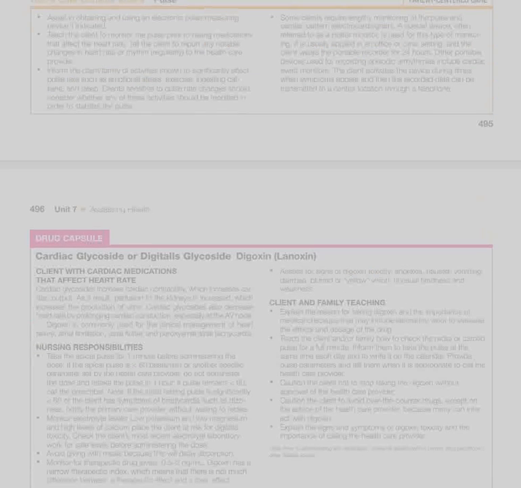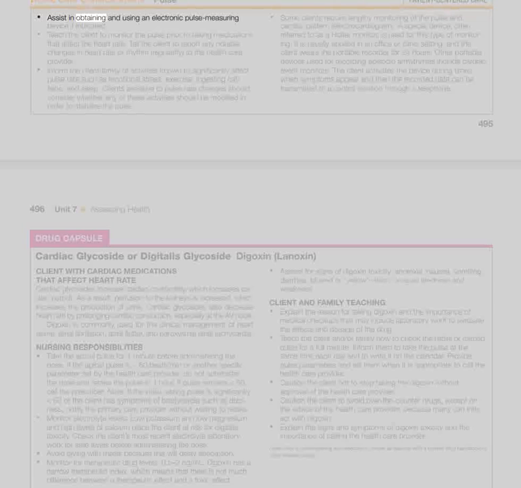Home care considerations: pulse. Assist in obtaining and using an electronic pulse measuring device if indicated. Teach the client to monitor the pulse prior to taking medications that affect the heart rate. Tell the client to report any notable changes in heart rate or rhythm, regularity, to the healthcare provider. Inform the client/family of activities known to significantly affect pulse rate, such as emotional stress, exercise, ingesting caffeine, and sleep. Clients sensitive to pulse rate changes should consider whether any of these activities should be modified in order to stabilize the pulse.